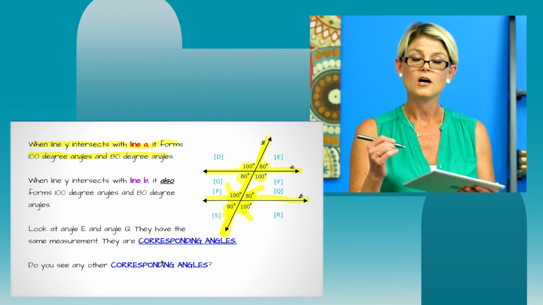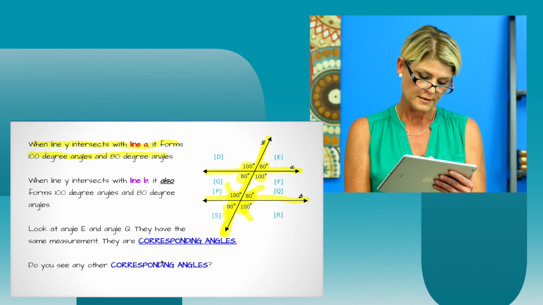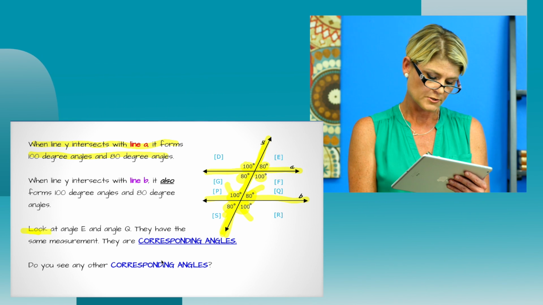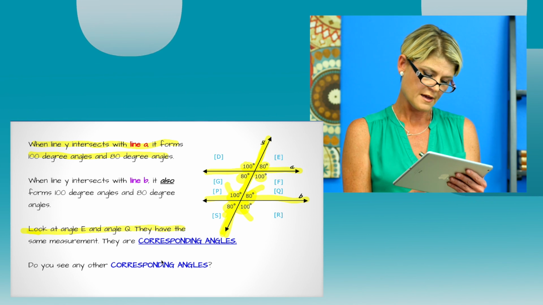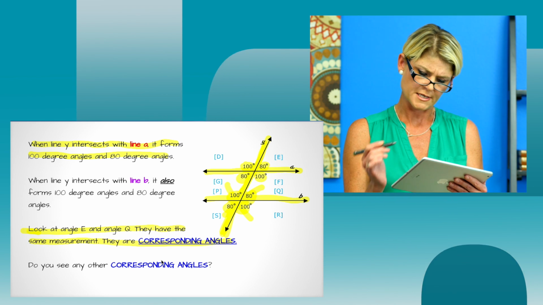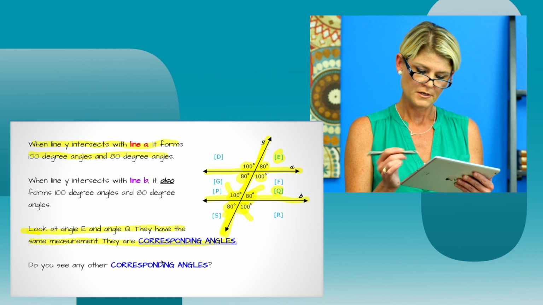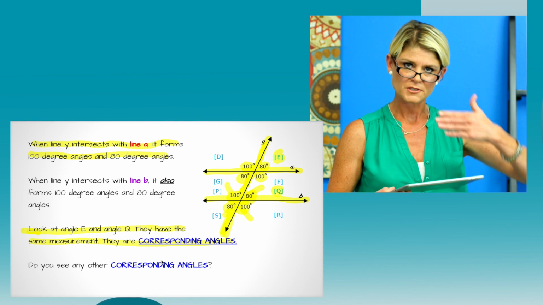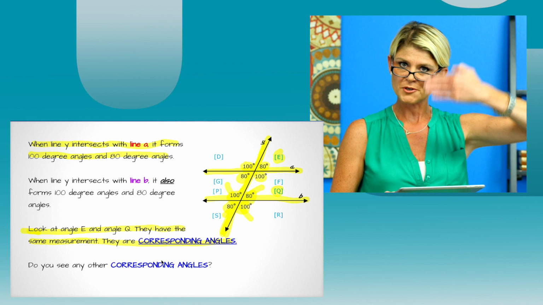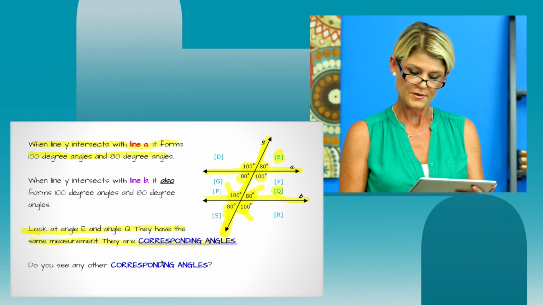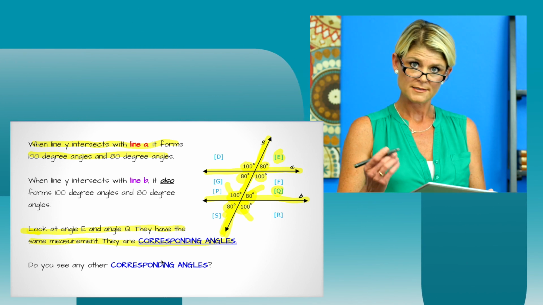They are called corresponding. I have it written out here like this. It says look at angles E and Q. They have the same measurement. They are corresponding angles. E is 80, Q is 80. Do you see how the angles can correspond from the top intersection to the bottom intersection? F is R, G is S, and so on and so forth.